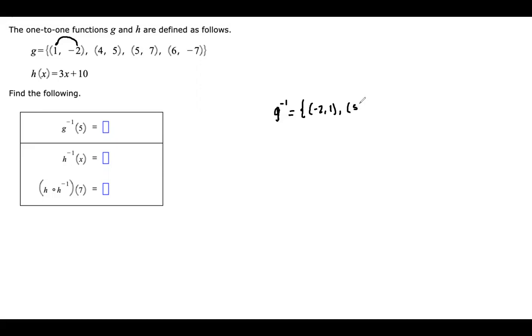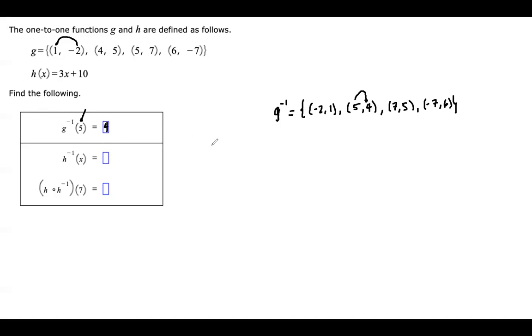Then we'll have 5 comma 4, meaning that if you take a 5, it'll give you back an output of 4. Then 7 comma 5. And finally, minus 7 comma 6. So with that in mind, it's fairly simple to find what happens if you take an input of 5, what the output will be. Well, we already have it here. If you take a 5, you'll get back a 4.